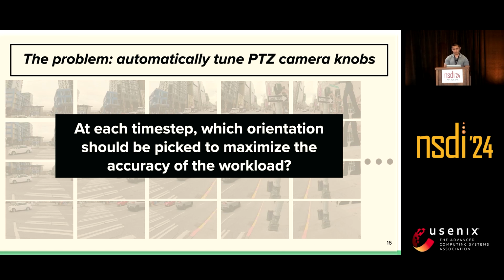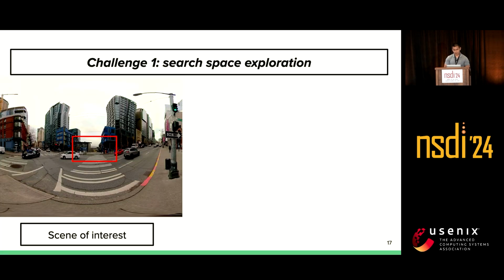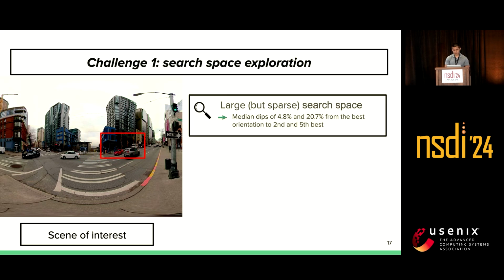So to solve this problem, there were several key challenges we had to overcome. The first challenge is search space exploration. There are many different orientations within the search space due to the large amount of different rotational and zoom configurations. And also, choosing a suboptimal orientation can incur considerable losses in accuracy. We see that in some of our experiments.